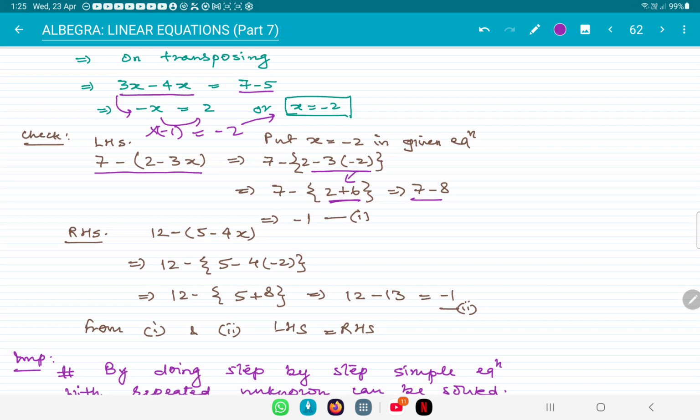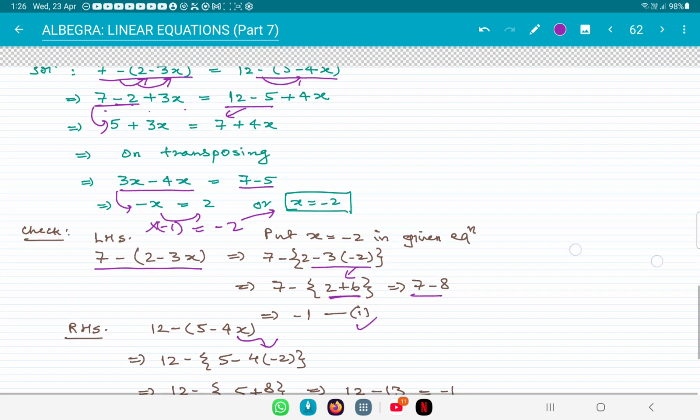Now take right hand side. 12 - (5 - 4x). 4 multiplied by -2, so this will become plus 8. Okay. And 5 plus 8 is 13. And 12 minus 13 is equal to -1. So see, first and second we are getting the same answer. So LHS is equal to RHS, and our final answer x = -2 is the right answer.